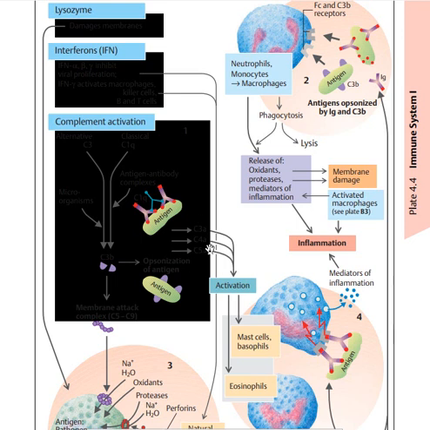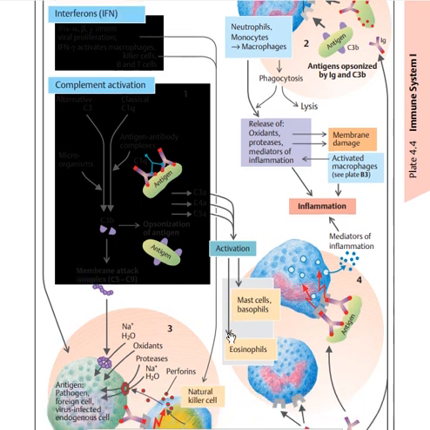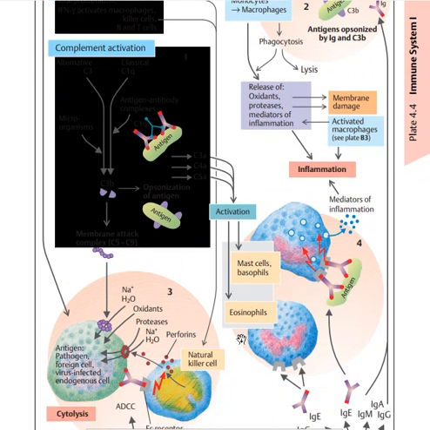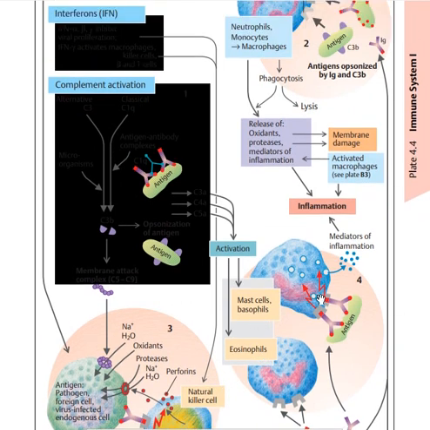Also, from the complement activation, we have C3a, C4a, and C5a. All of them are going to be necessary in the activation of the mast cells, basophils, and eosinophils, and also these are inflammatory factors, so they are going to be used in the activation of mast cells, basophils, eosinophils, and natural killer cells.